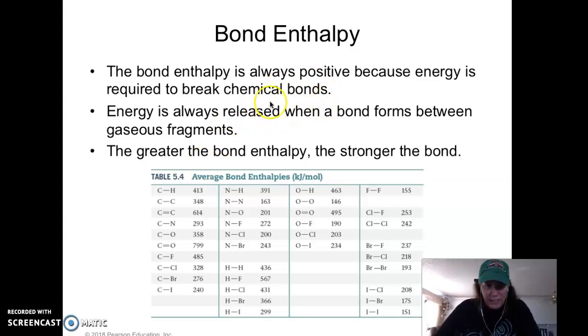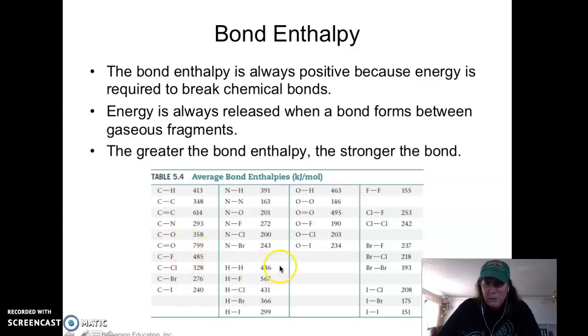If you compare carbon-oxygen single bond to a double bond, look how much stronger the double bond is. This is a much stronger bond than this is, and it takes more energy. So the higher this number is, the stronger the bond. And I think I probably picked the strongest one right there.